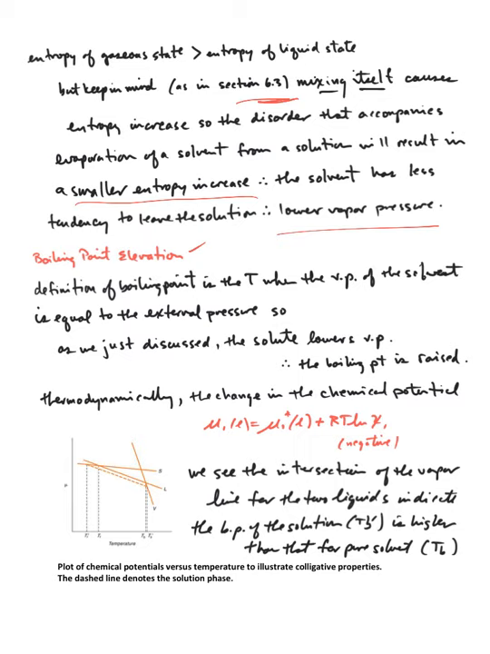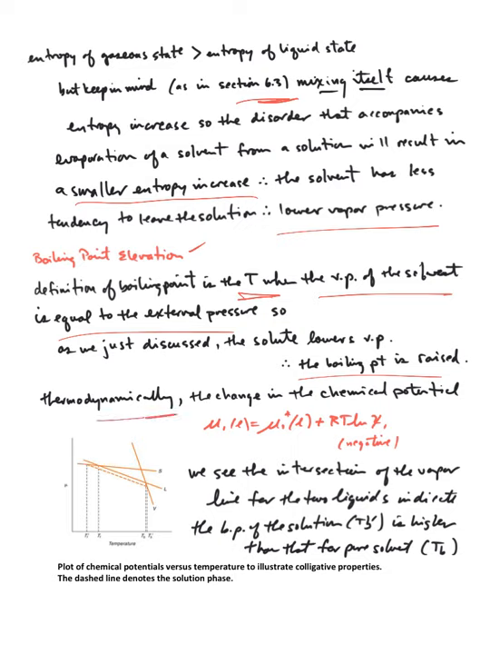Let's take a look at another application of colligative properties, and that is boiling point elevation. The definition, of course, of the boiling point is the temperature when the vapor pressure of the solvent is equal to the external pressure. So hopefully you can see why there's a connection to the earlier topic, vapor pressure. As we just discussed, the solute lowers the vapor pressure of the solvent, and by definition, that's going to raise the boiling point, because you're going to have to go to a higher temperature to get to that point.